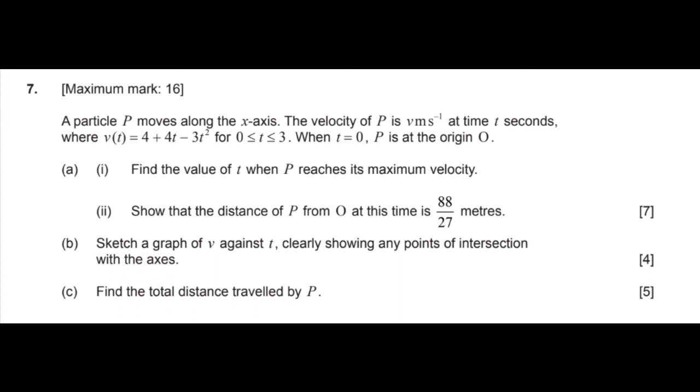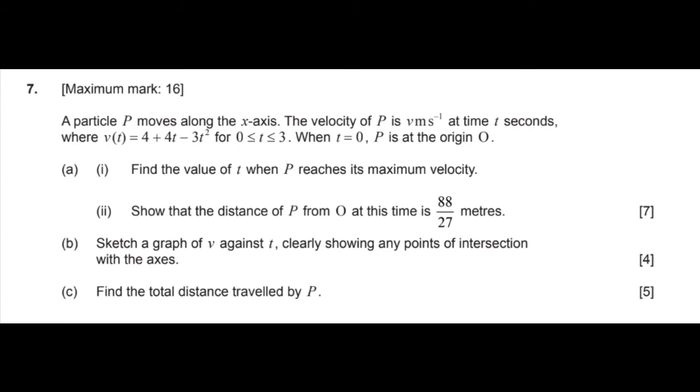So part A, find the value of t when p reaches maximum velocity. So you should be thinking derivative, right? That's how we find max and mins. A2, show that the distance is equal to 88 over 27. So we'll have to get an expression for the distance to be able to do that. B, we're going to sketch the velocity, and C, we'll find the total distance traveled by p, which is going to be the area under the velocity graph.